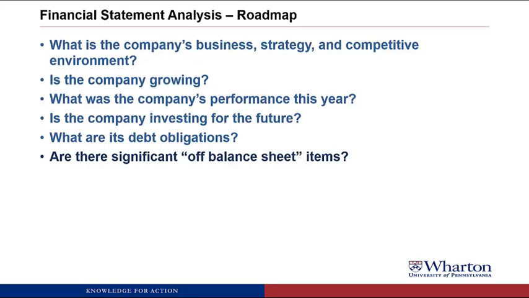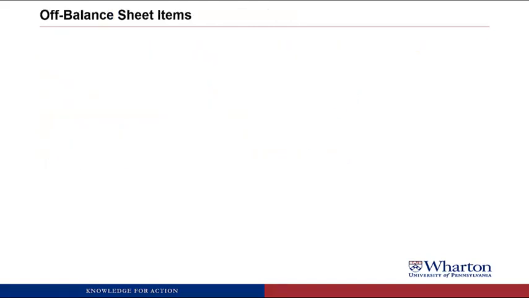Okay, the last stop on our financial statement analysis roadmap is the question of whether there are significant off-balance sheet items that we should be concerned about with Vulcan Materials. So the first that we're going to look at is the operating leases. If you remember from earlier in the course, these are long-term, non-cancelable contracts to rent buildings or equipment. And there were those 4 criteria that determine whether it's capital or operating.